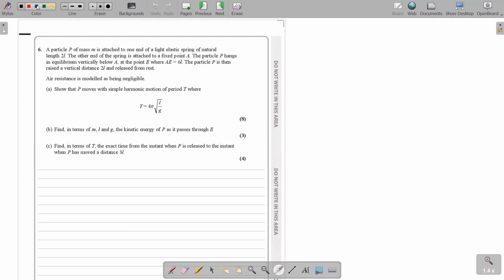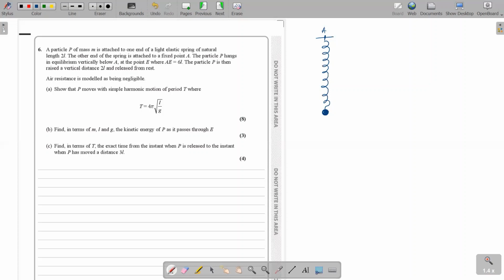So first, let's draw a diagram. What's happening? You have a particle P, hanging vertically. You have a spring with natural length 2L, and the other end of the spring you are attaching to a fixed point. So this is the fixed point A. So you have your spring. They say the particle P hangs in equilibrium vertically below A at the point E where AE is 6L.